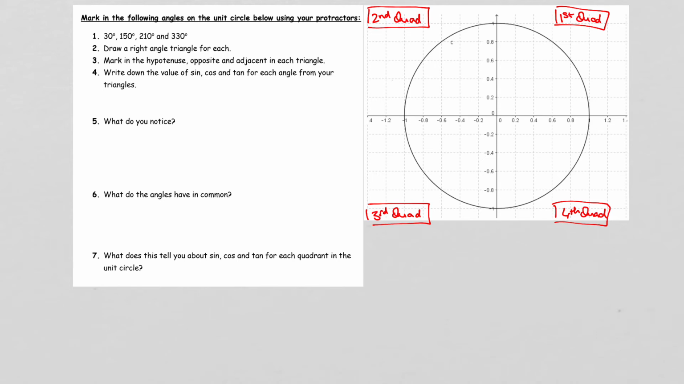So we're going to look a little bit closer at the relationship here between the first quadrant, second quadrant, third quadrant, and fourth quadrant. So what we're going to do is take our protractor and use it to measure out the angles 30 degrees, 150 degrees, 210 degrees, and 330 degrees on our unit circle.